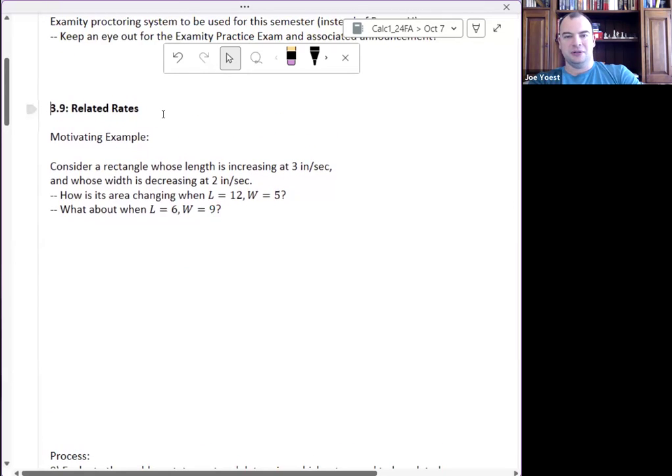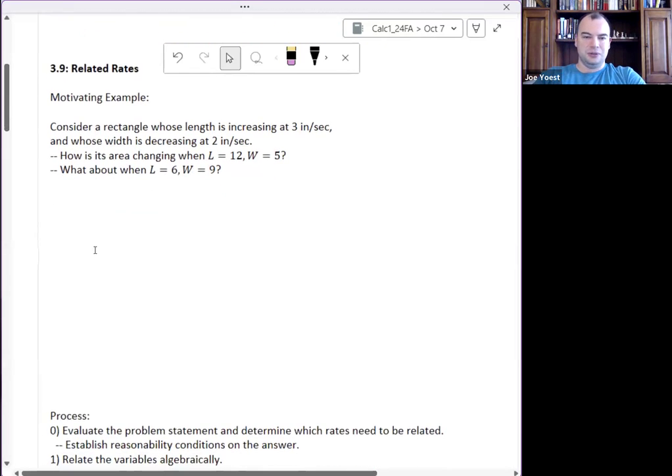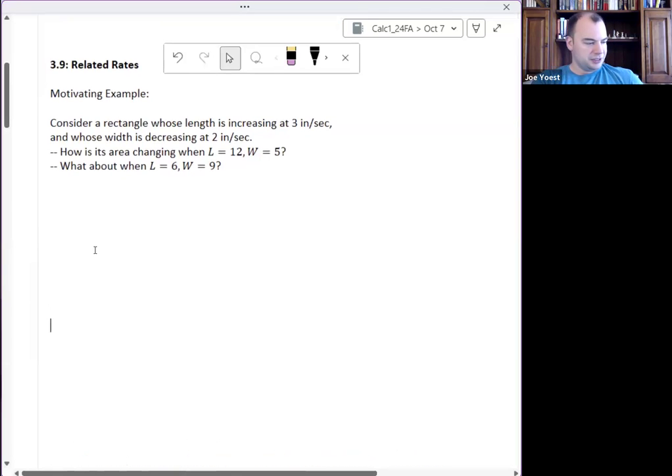And moving on to now related rates. We talked about implicit differentiation before, and we're going to see that related rates is a closely related idea to implicit differentiation. So let's look at this motivating example. We're going to jump right into an example and try to build out some aspects of related rates with it. Then we'll look at the procedure and then we'll solve a couple of more challenging examples.